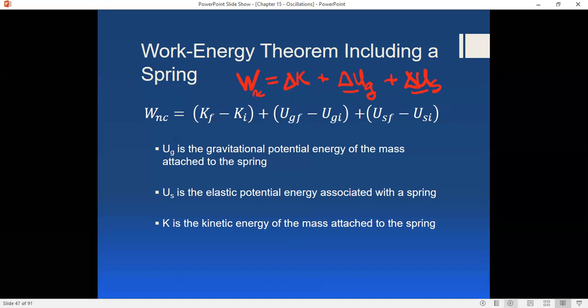So once again, the non-conservative work done is energy coming in from the outside or being dumped into the outside. It could be from that hand pushing on the block and spring. It could be from friction, which is turning the mechanical energy into heat. This is the energy that's coming in or out of the system. It is going to be equal to the change in kinetic energy plus the change in potential energy, both gravitational and spring energy.